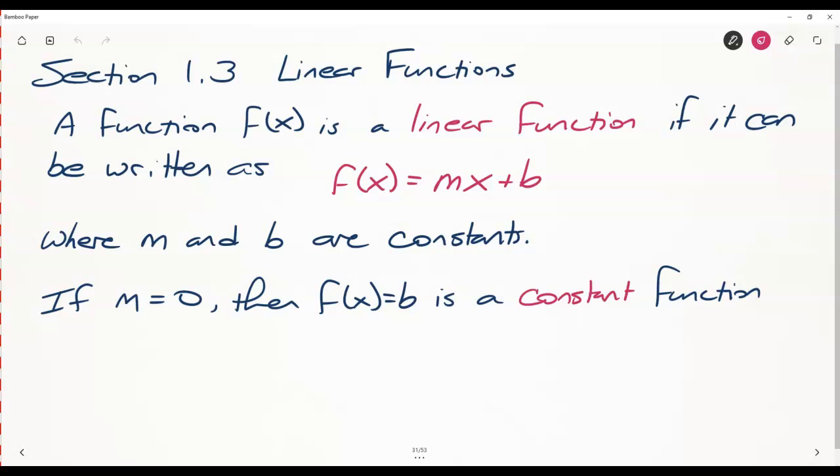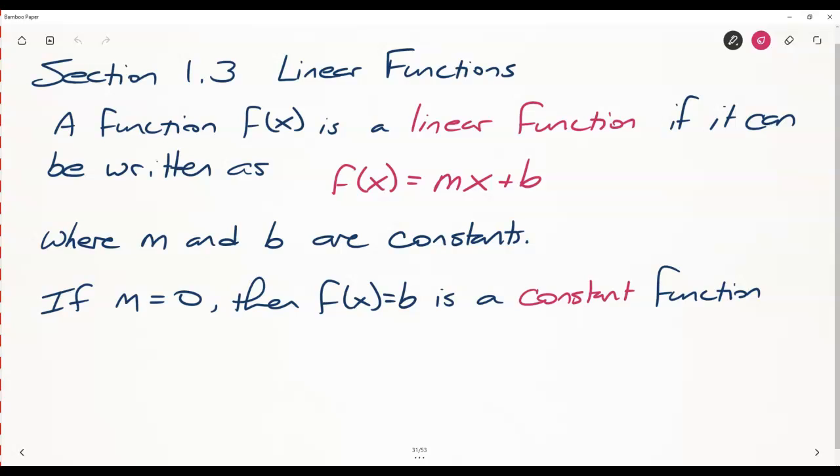Okay, so now m and b are constants, which means they're any real numbers. Positive, negative, fractions, zero, doesn't matter. But if m is equal to 0, what is 0 times x?